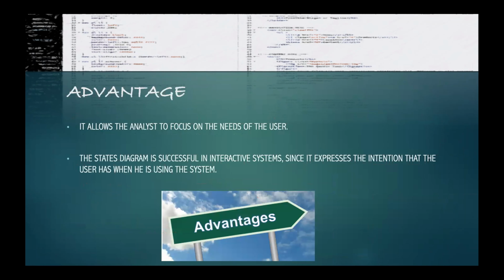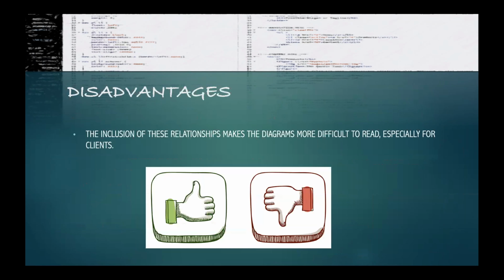So what is the advantage of using state diagrams? One of those is that it allows the analyst to focus on the needs of the user. The state diagram is useful in an interactive system, since it expresses the intention the user had when using the system. And a disadvantage is that the inclusion of this relationship makes the diagram more difficult to read, especially for clients or people that are not familiar with it. It's a little bit hard.